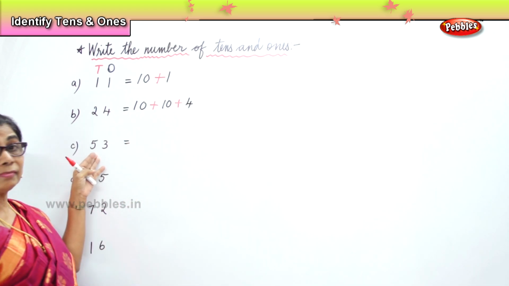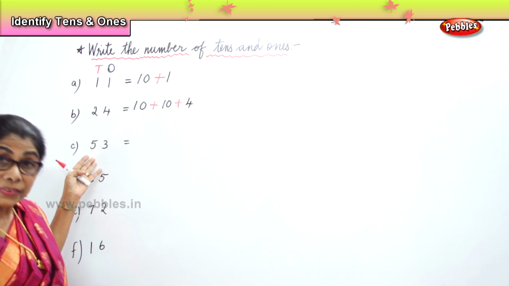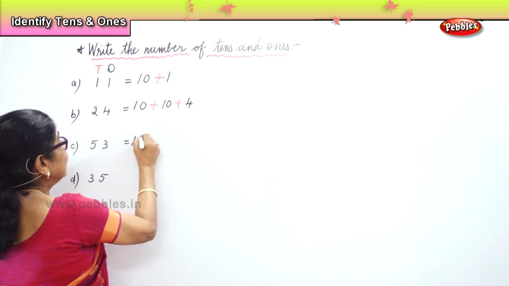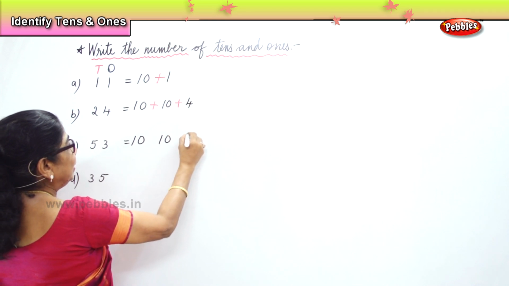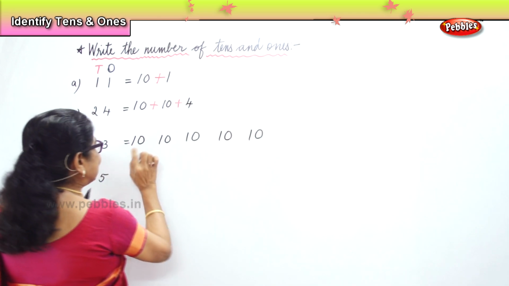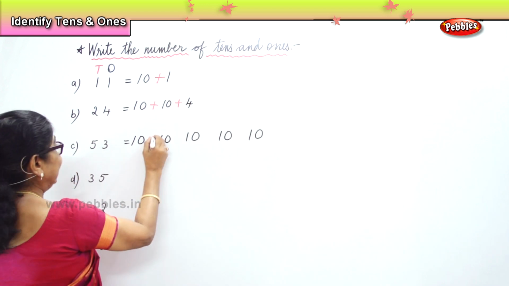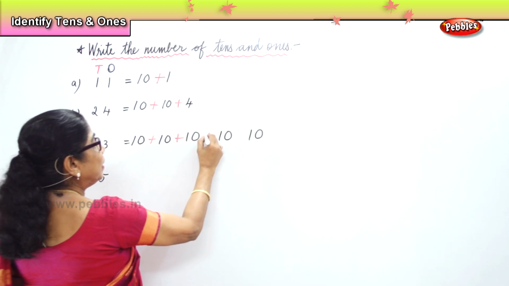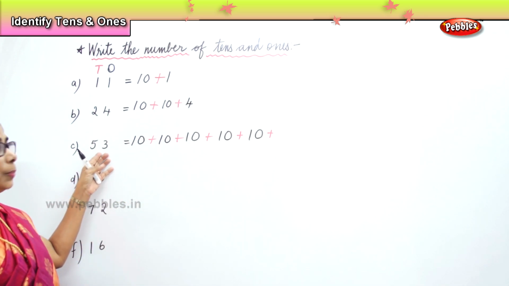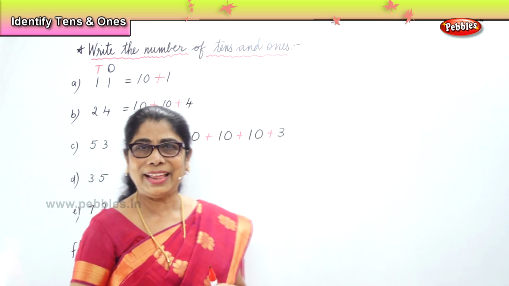Now, the next one. 5 in the tens place. How many tens in 5? 5 tens. 1 ten, 2 tens, 3, 4, and 5 tens: 10, 20, 30, 40, 50. So you have 5 tens plus. How many ones in the ones place? 3. Very good. Okay. Next.